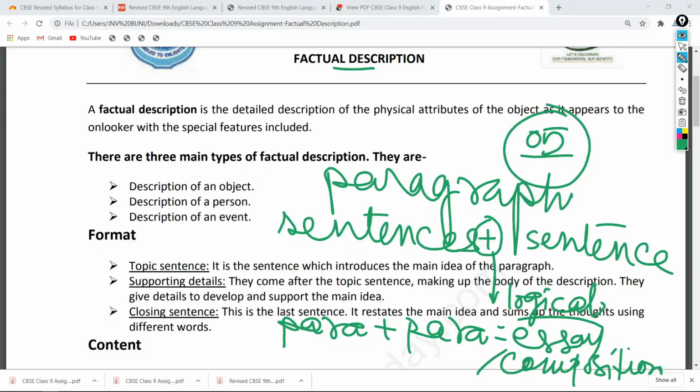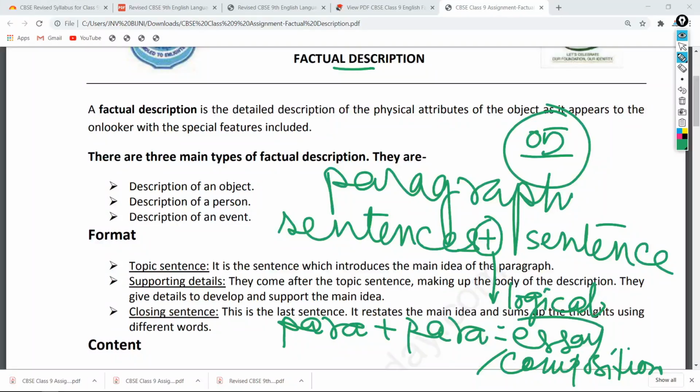Here I will be telling you how to make the paragraph, what the word limit will be, what you need to do, how to start the opening line, how to make the illustration, and how to conclude it in the last lines. So let us come to this. First we will see the definition.